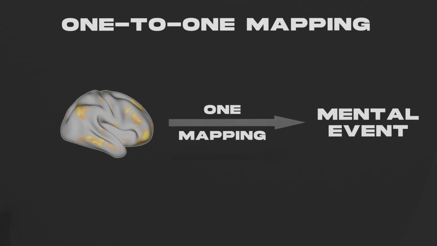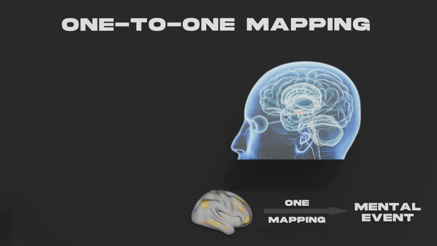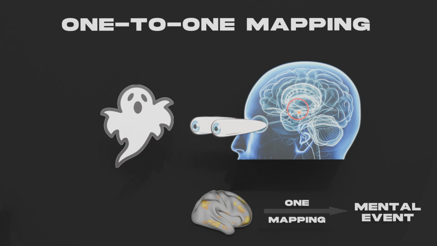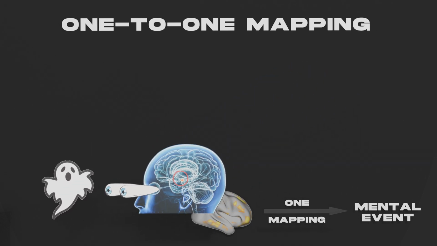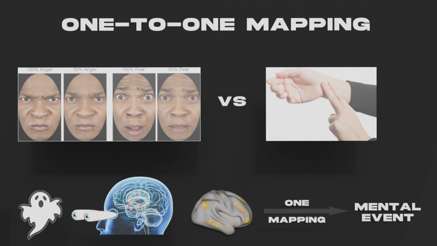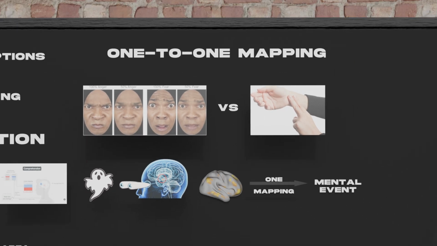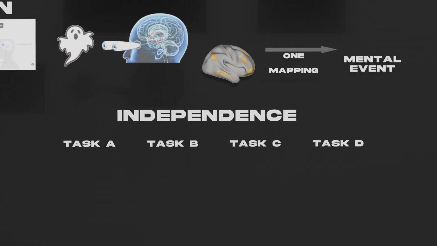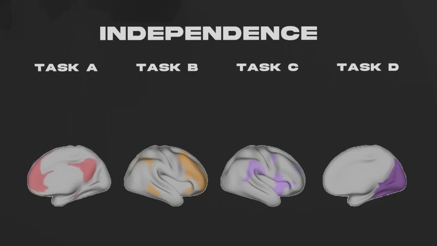One-to-one mapping is the belief that a dedicated neural ensemble maps uniquely to that psychological category. An example of one-to-one mapping is the belief that the amygdala is the brain's fear center. That is, it is uniquely and consistently being activated in response to fear, regardless of the situation, individual, or how fear is measured.